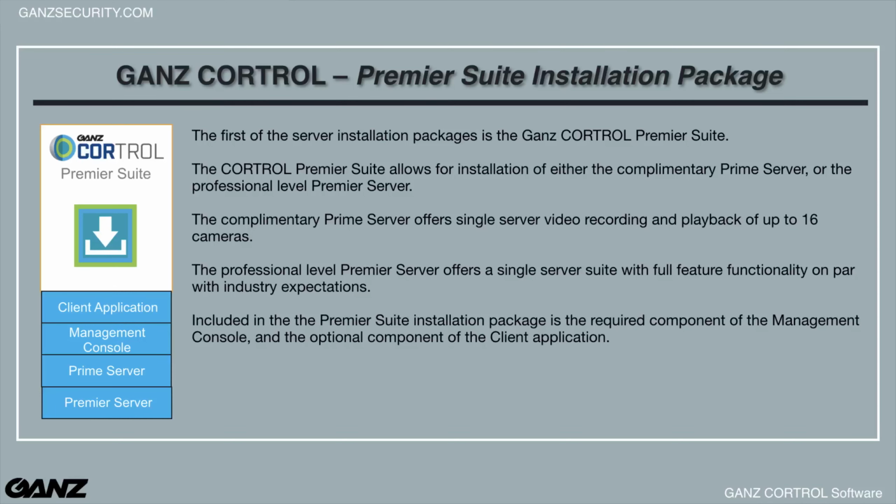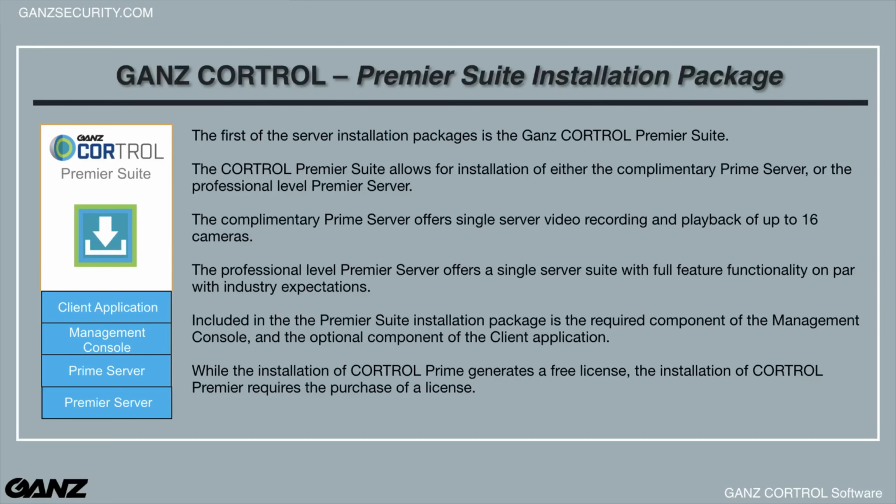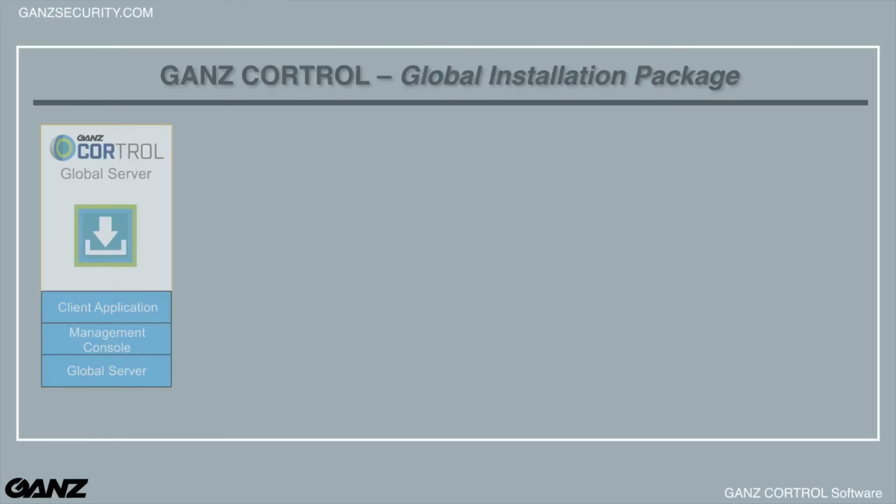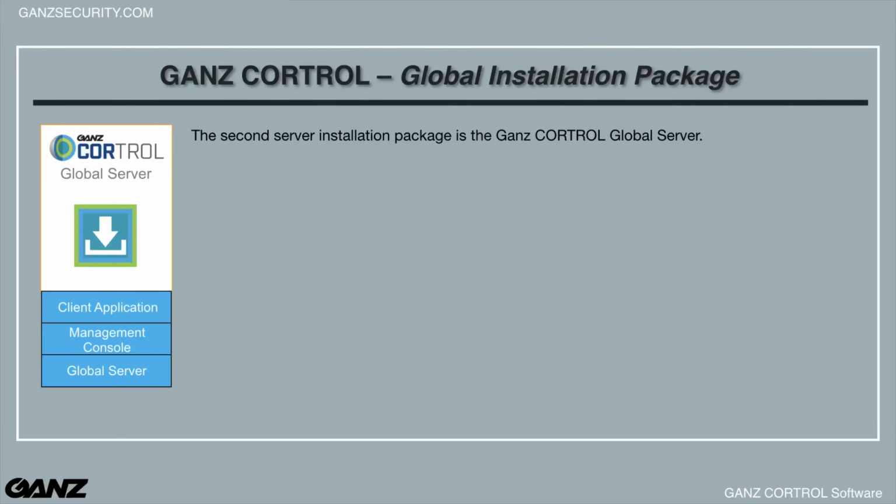Included in the Premier Suite installation package is the required component of the Management Console and the optional component of the client application. While the installation of CORTROL Prime generates a free license, the installation of CORTROL Premier requires the purchase of a license. The second server installation package is the Ganz CORTROL Global Server.